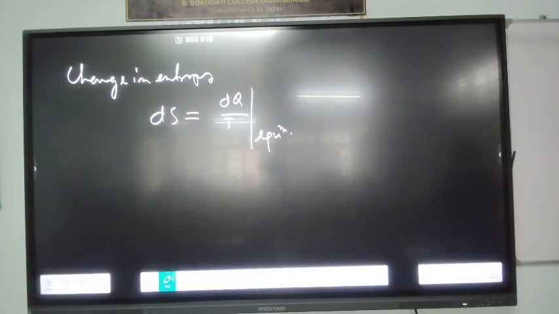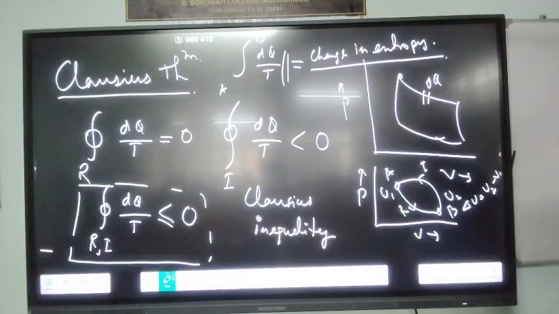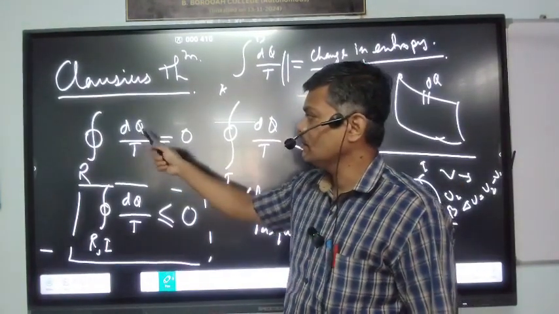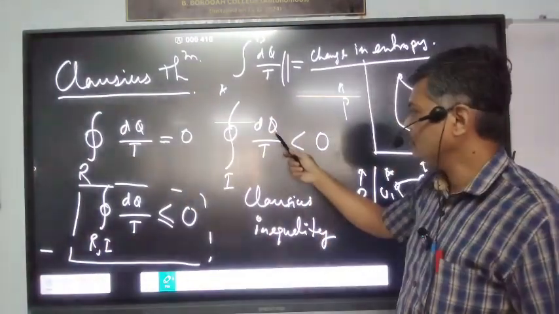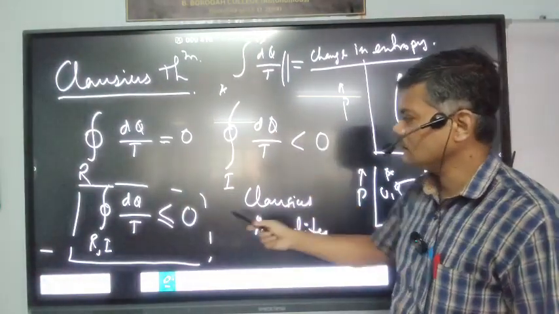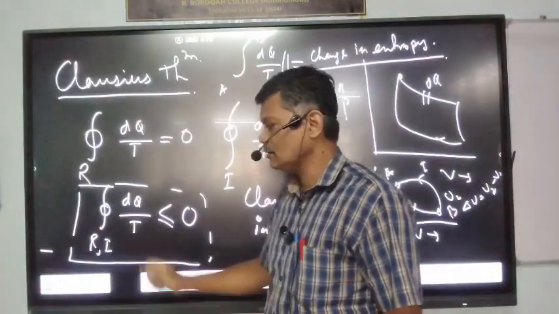So we got the Clausius inequality. Clausius inequality, or Clausius theorem, says that for a reversible process this closed integral of dq by T is equal to 0, and for irreversible it is less than 0. So this is my Clausius theorem.